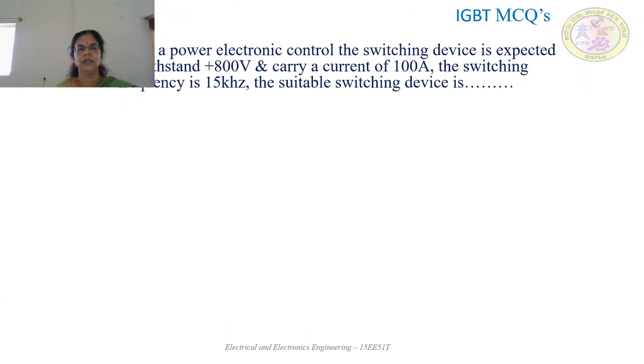In a power electronic control, the switching device is expected to withstand plus 800 volts and carry a current of 100 amperes. The switching frequency is 15 kilohertz. The suitable switching device: options are MOSFET, SCR, and the third option is IGBT. Answer is IGBT.